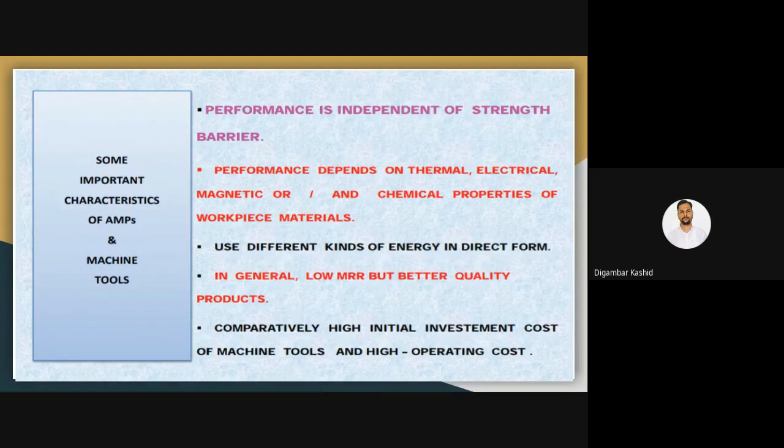Then we can use advanced machining processes with different kinds of energy in direct form. In general, we get a low material removal rate, that is MRR, for all these machining processes, but we get a quality product. The last characteristic is that there is comparatively high initial investment cost for the machine tools and high operating cost also. So these are some characteristics of advanced machining processes.